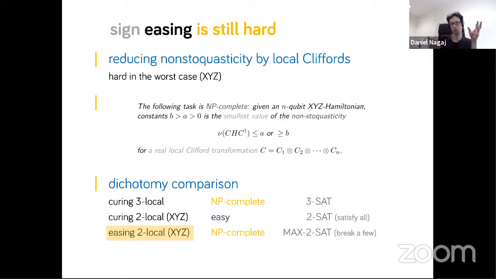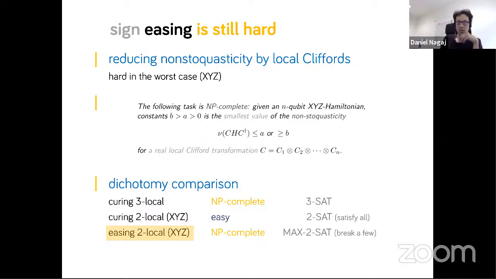Because if I gave you a local transformation and claimed that it reduces the non-stoquasticity a lot, you could verify it. Do the local transformation, calculate the non-stoquasticity, and see, yes, it is working. On the other hand, if you found that transformation, you would be able to solve other problems that are really hard by taking a max cut problem, transforming it into a Hamiltonian with a sign problem, and then asking if this sign problem can be improved beyond some value. So we are able to transform NP-complete problems and hide them as a sign problem that wants to be improved.